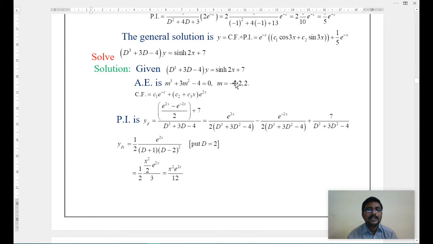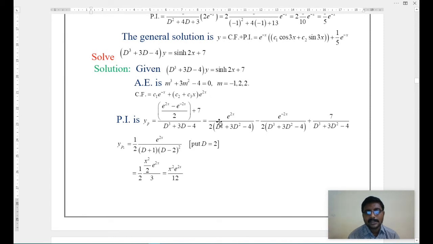The first root is a real and distinct one, that is m = -1, so we write C1 e^(-x). And the remaining two roots are real and equal roots, so we take (C2 + C3x) e^(2x). It is the complementary function. Now to find the particular integral, the formula is 1/f(D) times capital X. But what is capital X here? The right hand side function is sinh 2x + 7, but sinh 2x can be written as (e^(2x) - e^(-2x))/2 + 7.